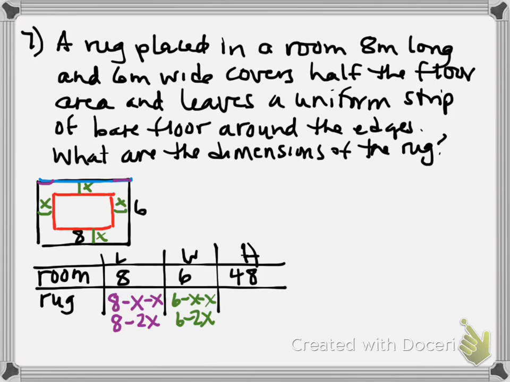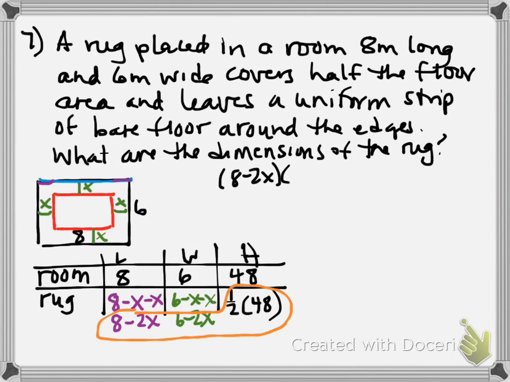It says the rug placed in a room 8 meters long and 6 meters wide covers half the floor area. Well, I know what the area is. It's 48, so then the area of the rug would be half of that. And just like what happened in the example we did yesterday, we're going to get our equation just from here. Because the top one, there's no equation because there's no variables involved. So we're going to have length times width. So 8 minus 2x times 6 minus 2x equals 1/2 of 48.